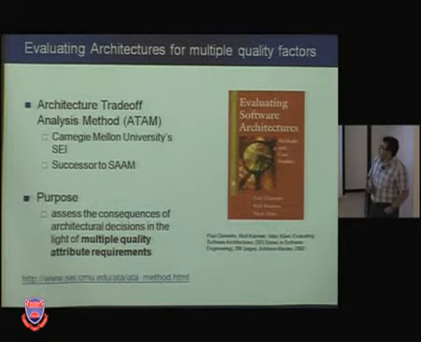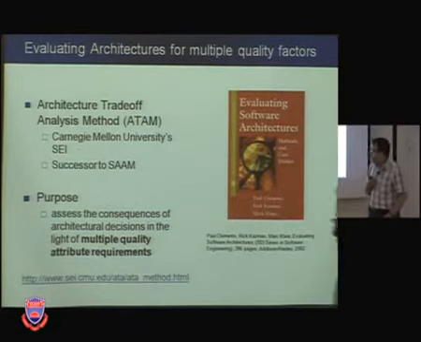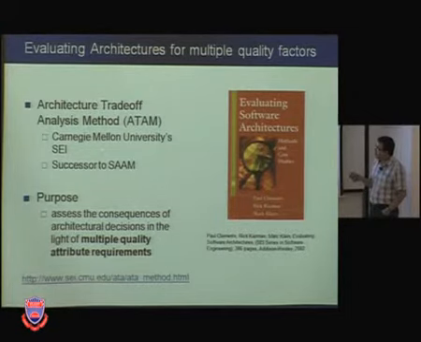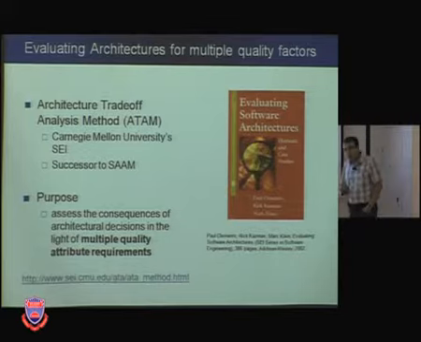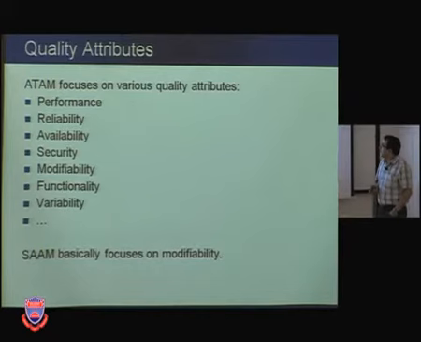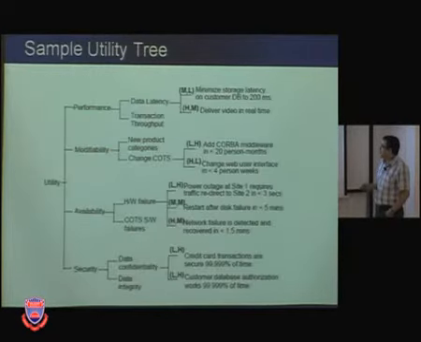This is actually another method, the architecture trade-off analysis method. Unfortunately, we did not have time to explain this, but it was also defined by the Carnegie Mellon Software Engineering Institute. It's also a successor to SAAM. Here the purpose is to assess the consequences of architecture in the light of multiple quality attributes. SAAM is basically focusing on modifiability. So I will shortly explain.